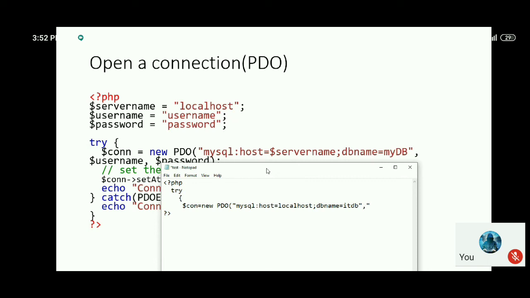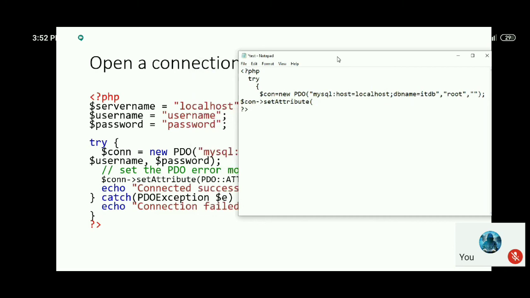The next one is called username. Username is called root here, and the password is colon. Now you can establish an attribute here. Attribute is con and use set attribute. It's not mandatory, but it's a very good programming practice to use that. Okay, attribute you have to use it.